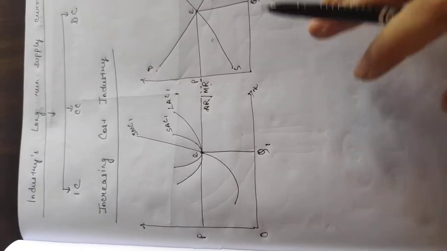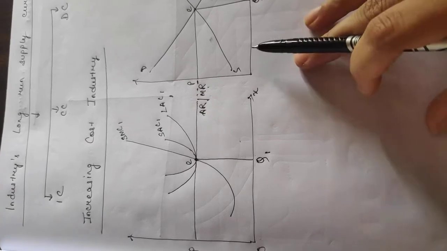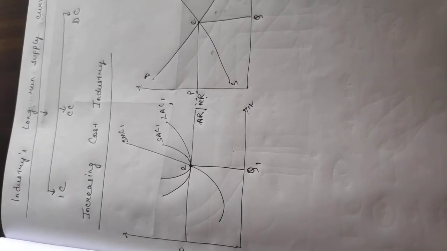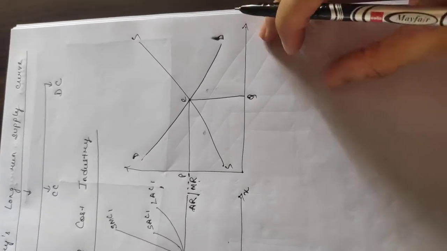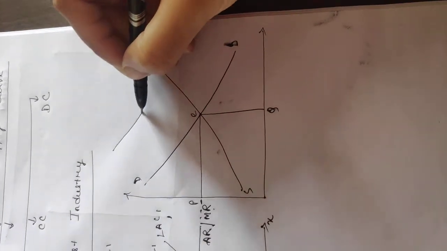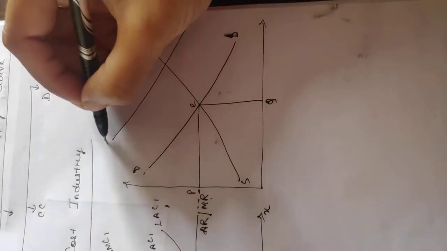Okay, now suppose let us consider that for any reason the demand of the industry product increases. ठीक है, तो कुछ भी रीजन की वजह से मान लो कि इंडस्ट्री का डिमांड इंक्रीज हो जाता है. So if the demand of the industry product increases, then the demand curve will shift towards right. So suppose the demand curve shifts towards right from D to D1.